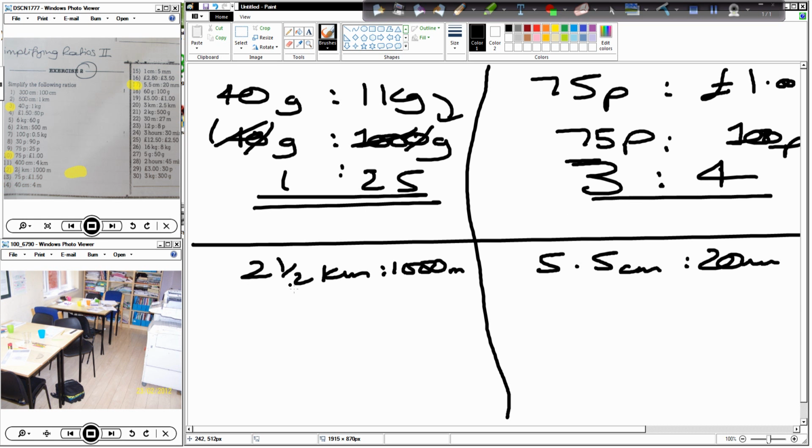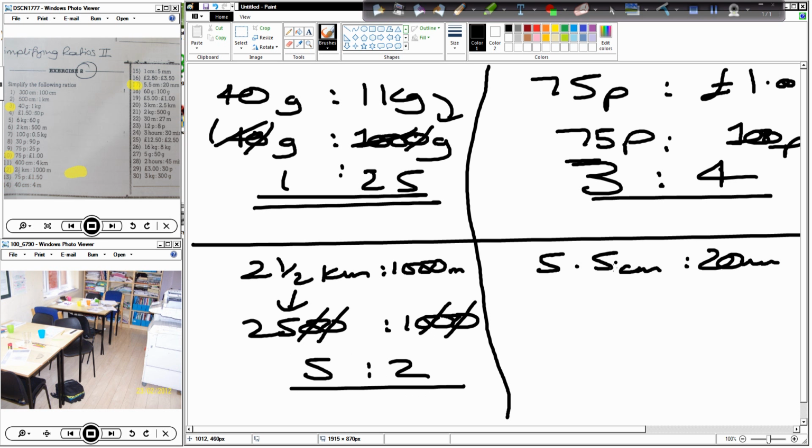Done. 2.5 kilometers and meters, change that into meters. That gives you what? 2,500 meters. And that's 1,000. So we divide them both by 100 first of all. Then we divide them by 5. So that gives you a ratio of 5 to 2.